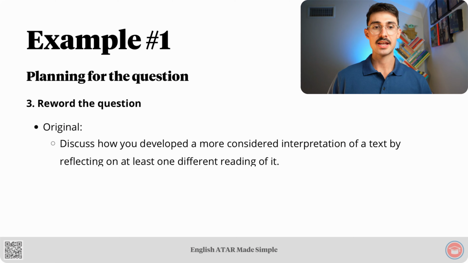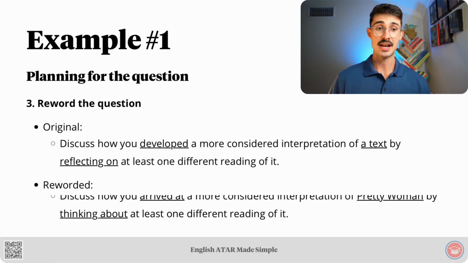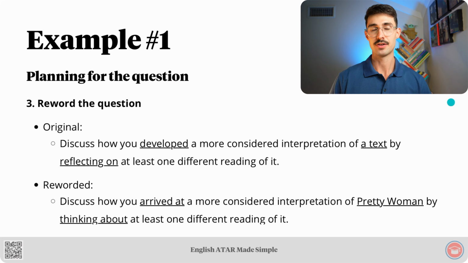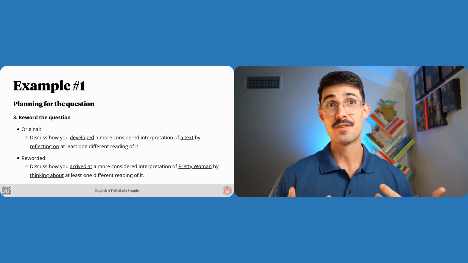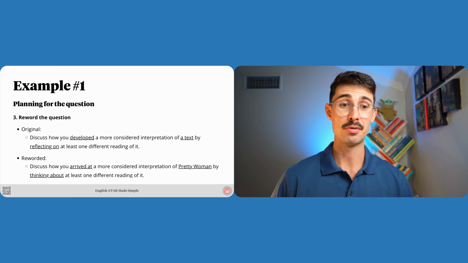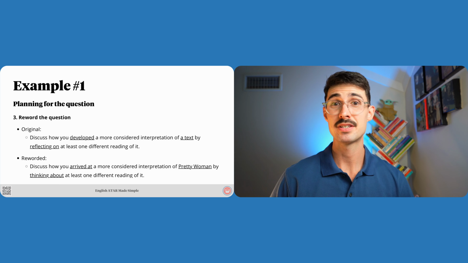Now let's look at rewording the question, step number 3. Here's the original version of the question, and this is the reworded version of the question. We've swapped out the word developed for arrived at, a text to the name of the text, and then reflecting on to thinking about. So the reworded version of the question reads, discuss how you arrived at a more considered interpretation of Pretty Woman by thinking about at least one different reading of it. For me, this reworded version probably sounds 5 to 10% clearer.